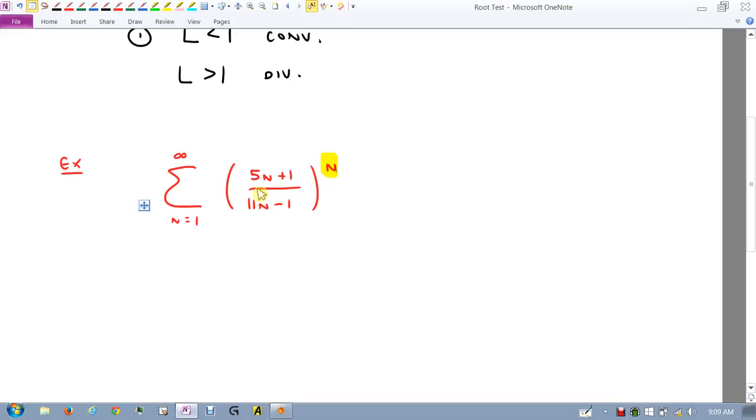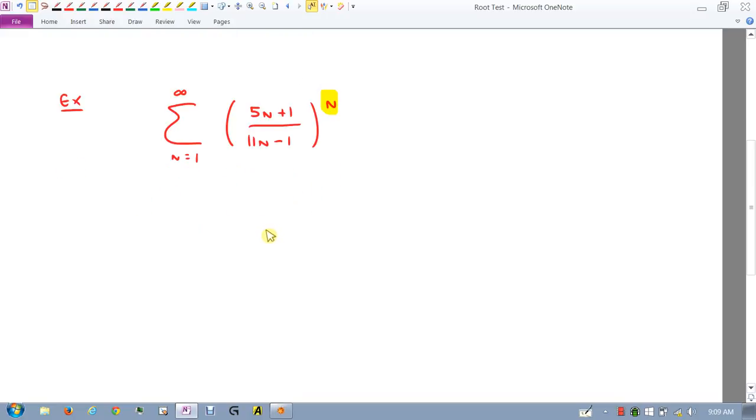It's not geometric, right? This is not a geometric series. We said that if we saw n as a power, we'd be thinking geometric. The problem is the base here is not a constant. It depends on n also. So I kind of rule out geometric because of that. All right, so root test.